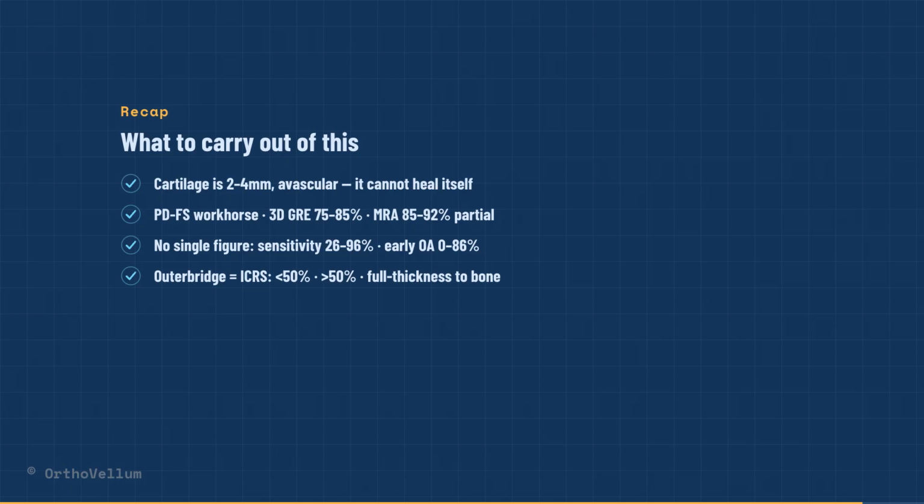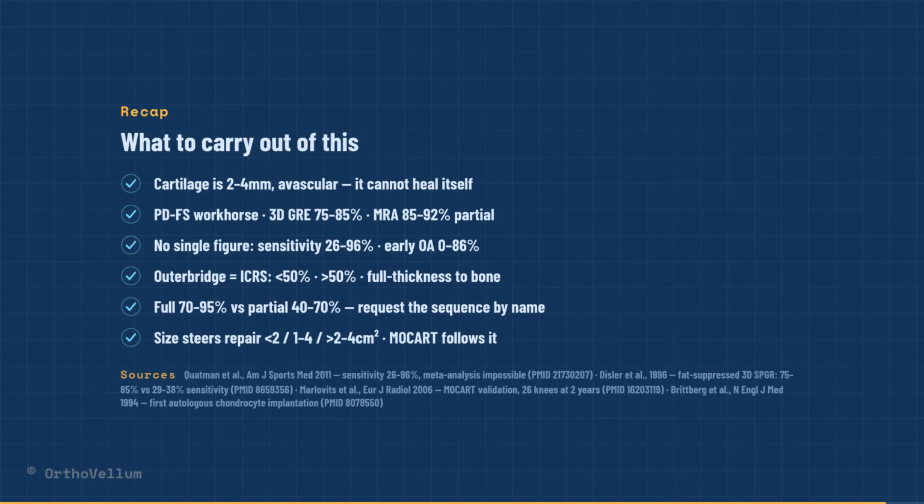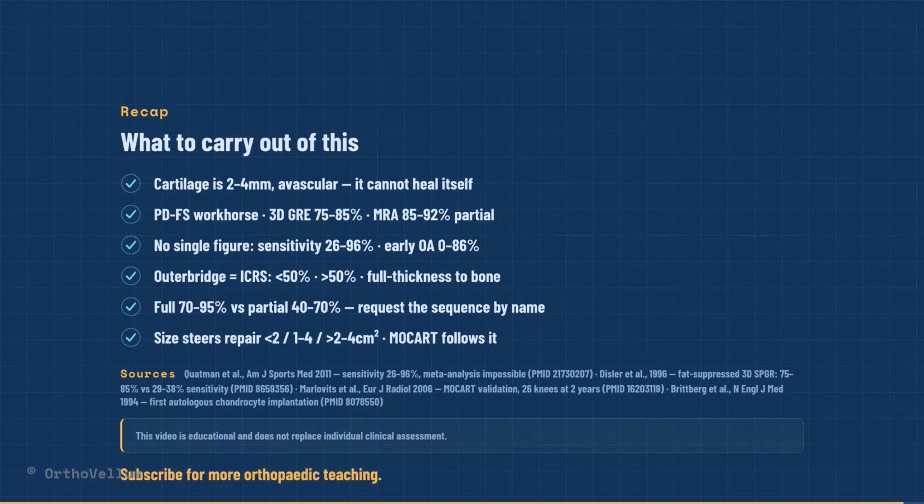3. There is no single sensitivity figure, 26 to 96%. Ask what sequence, at what field strength, read by whom. 4. Grade in both systems. Outerbridge maps 1:1 onto ICRS on the shared depth thresholds. 5. Full thickness 70 to 95%, partial 40 to 70, arthroscopy remains the reference standard. 6. Size steers the repair ladder: microfracture, osteochondral autograft, chondrocyte implantation, and MOCART standardizes the follow-up.